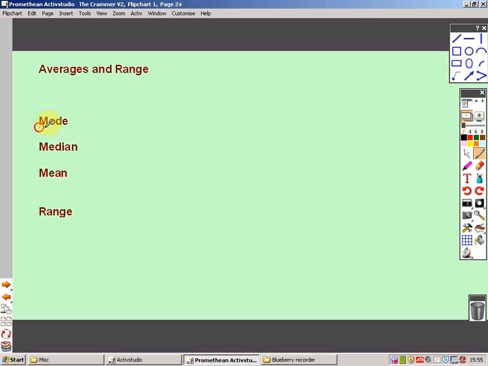Okay, averages and range. Just got to remember what these key 4 words mean. The mode is the most often. Really easy because it begins mo. The median is the middle.